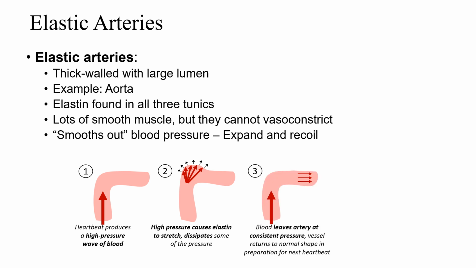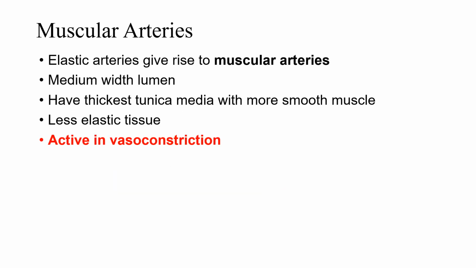And so the heart itself is producing a high pressure wave of blood. As it hits that joint in the aorta, that sort of curve, it's going to dissipate that pressure by absorbing the force with the elastin and allowing it to flex. And basically, as it moves through the joint there, it will leave the artery at a consistent pressure from there on. So from the elastic arteries, you go to the muscular arteries.